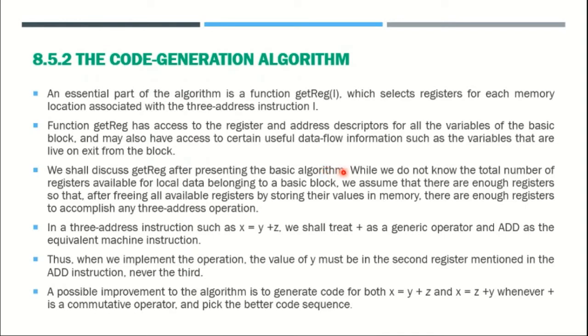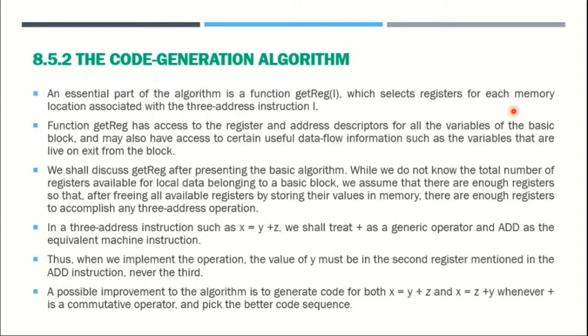While we are discussing the get register function, in case we don't know the total number of registers available to store local data, we assume that there are enough registers to store local data. So the response is that there are enough registers to accomplish any 3 address operations.